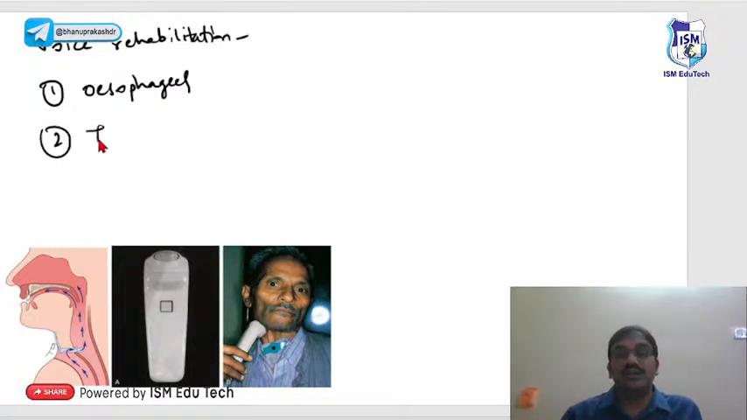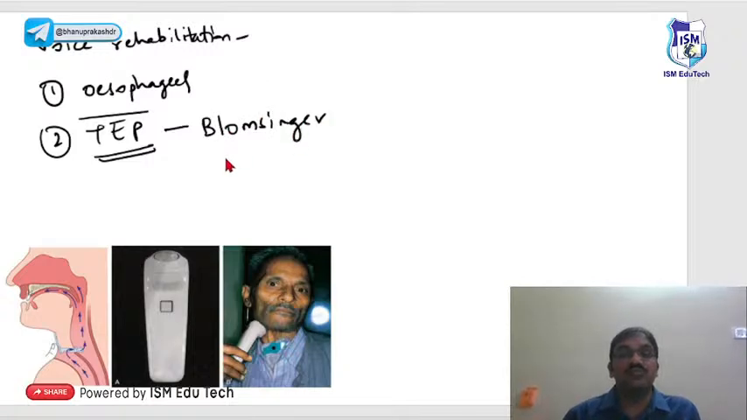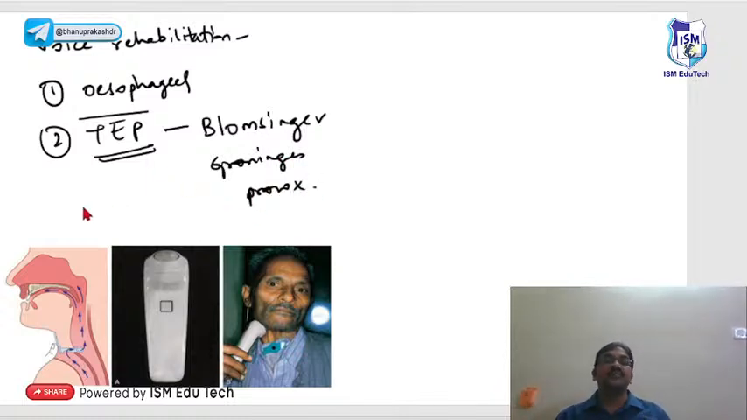Another is the tracheoesophageal prosthesis. We call it TEP. There are different kinds of tracheoesophageal prostheses present. Shown here are the Blom-Singer prosthesis, Groningen prosthesis, or Provox prosthesis. Different kinds of prostheses are there. So you insert this device, and while speaking you block it, and there will be voice production through these devices.